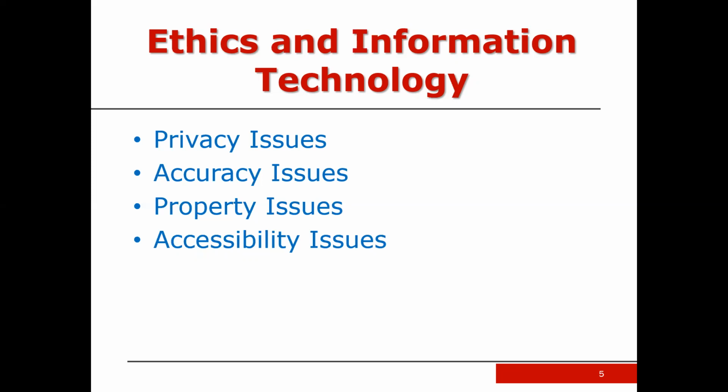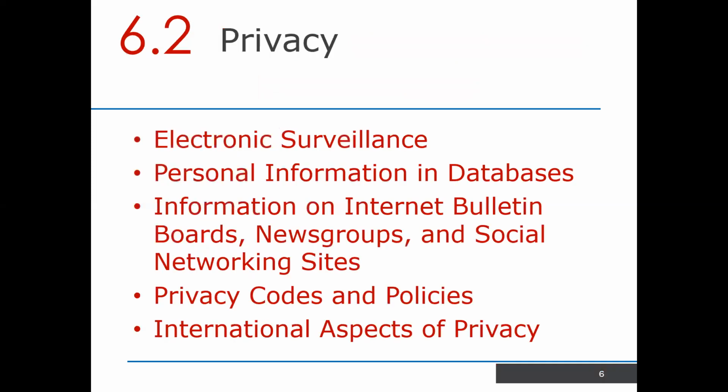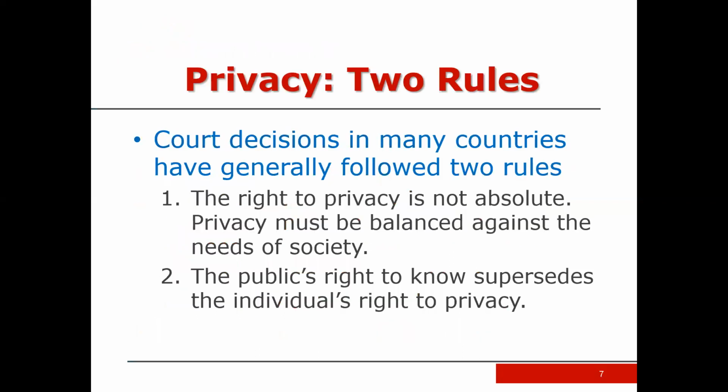Now, let's take a little deeper dive into some parts of these issues. Table 6.2 in the book lists just a few of the issues of privacy that concern businesses and each of us as individuals. As you look through this list, think of how each of them impacts yourself or your employer. The text talks about 2 privacy rules that are salient.